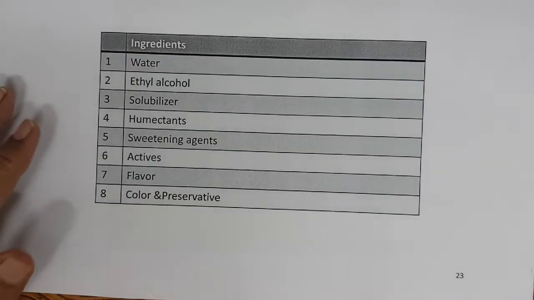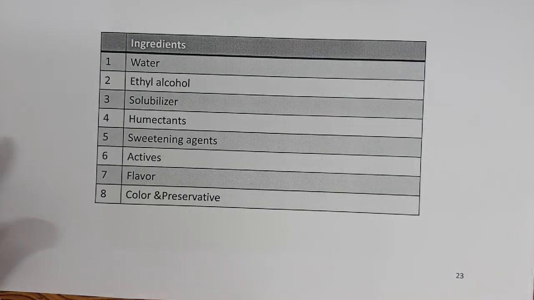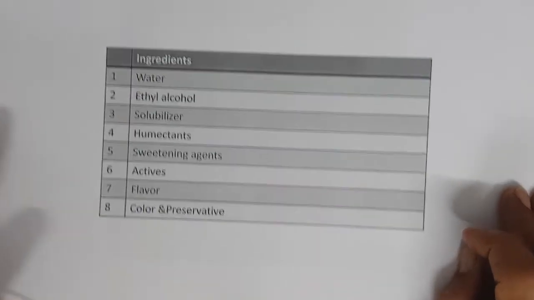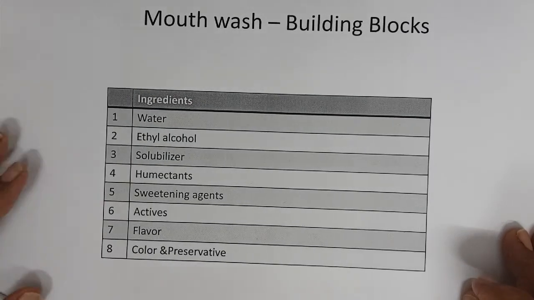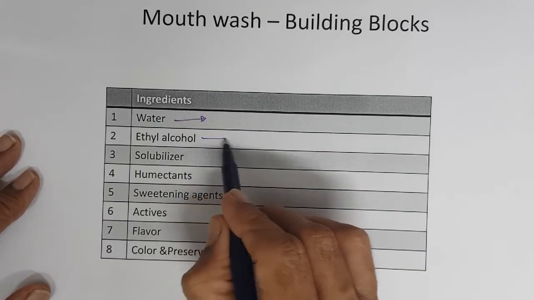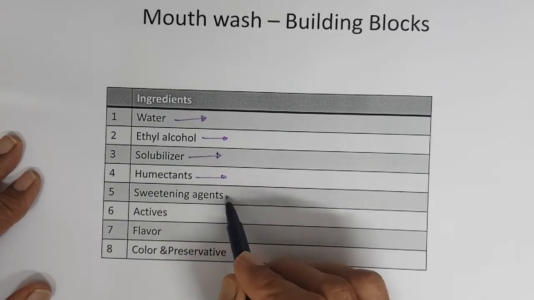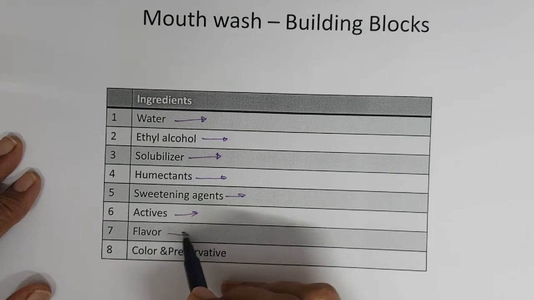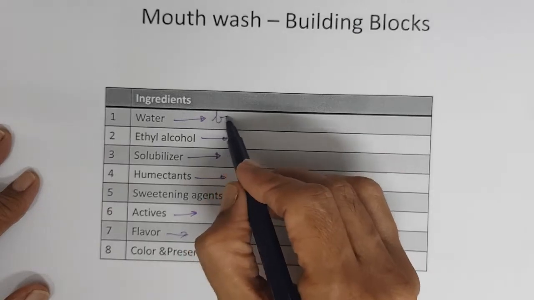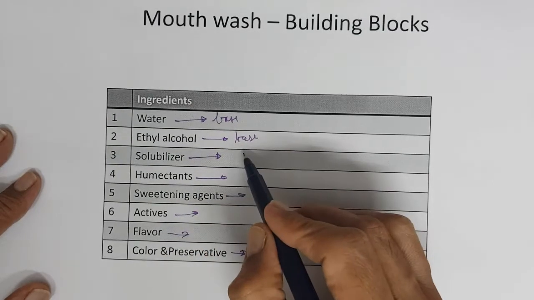Then, what are the building blocks of the formula of mouthwash? It contains basically water, then ethyl alcohol, a solubilizer, humectants, sweetening agents, actives, flavor, colors and preservatives. Water is basically the base. Alcohol is also the base, a water alcohol system.